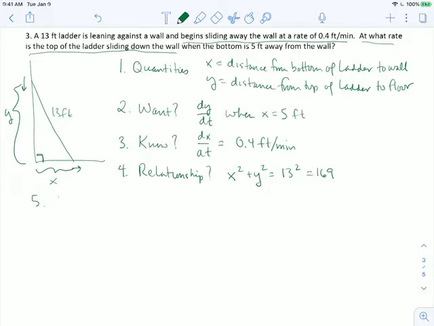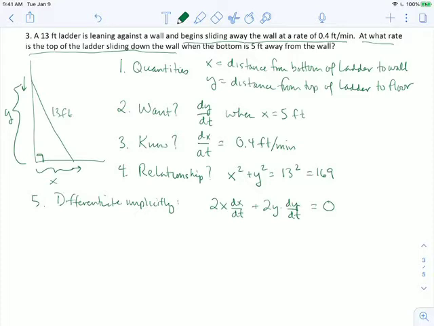Next, we're going to differentiate implicitly. x and y are both functions of time, so they're both compositions, and so we're going to use the chain rule. So I get 2 times the inside times the derivative of the inside, 2x times dx over dt, plus 2y times dy over dt, and that's going to be equal to 0 because the derivative of 169 is 0.